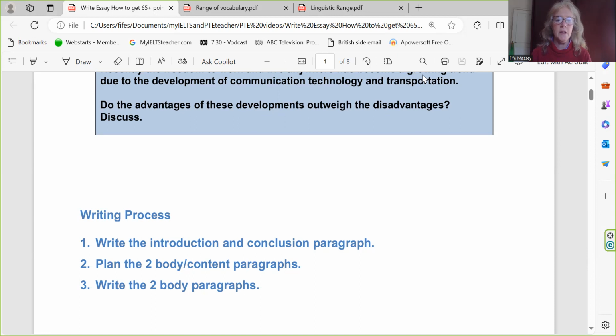Then you can get into the stage where you start planning your content. So that's our second step. And then you get into your third stage of actually writing those two body or content paragraphs that fit between the introduction and the concluding paragraph. So let's take a look at how we're going to do that.